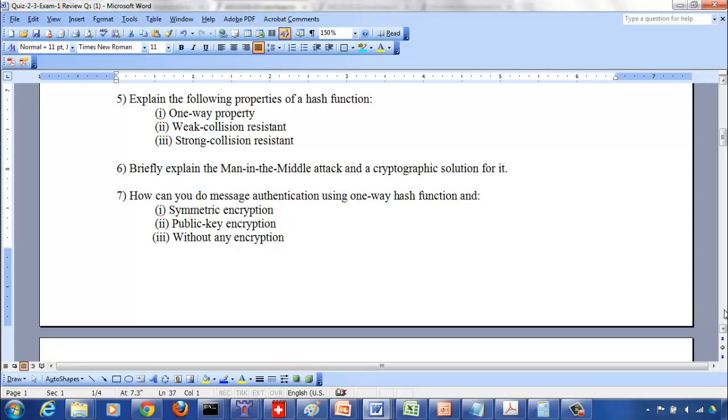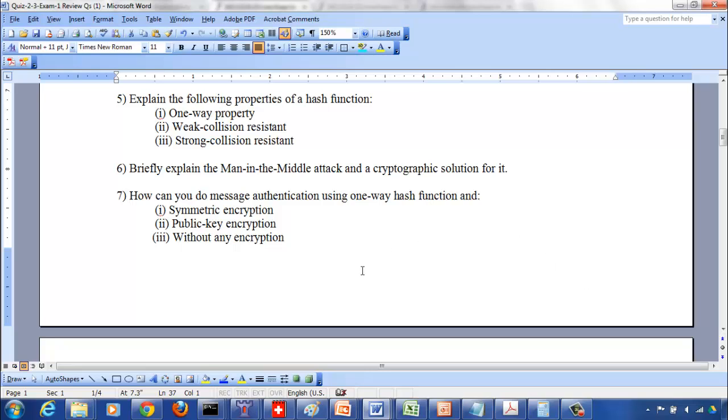So explain the following properties of a hash function. You have these three properties. One-way property means you can find the hash value of a given message by just passing the message to a hashing algorithm. But given the hash value, it would not be possible for us to find out the original message.